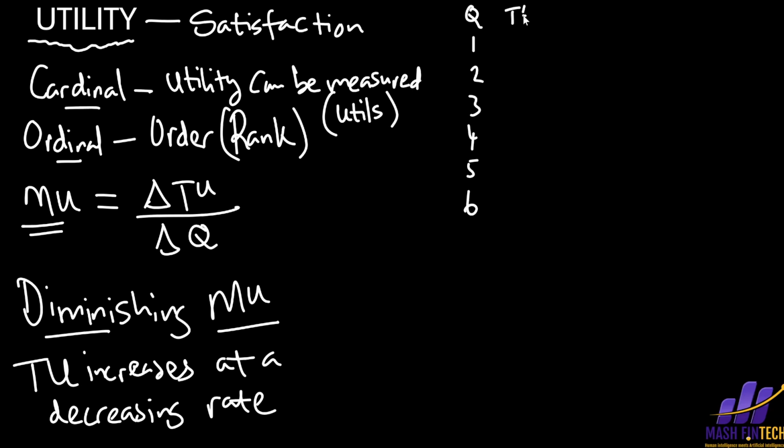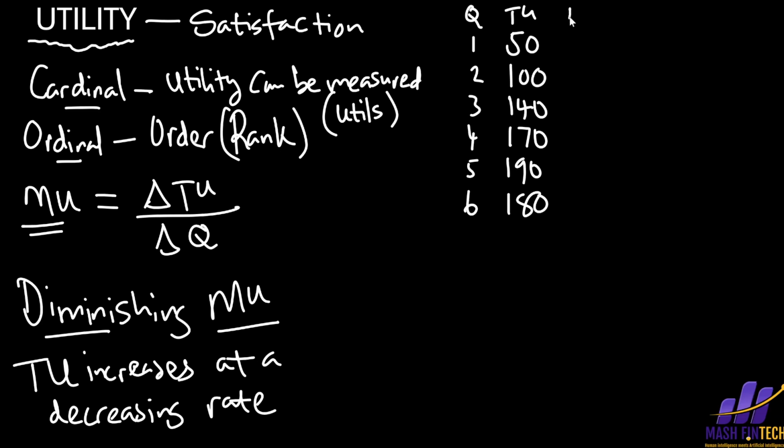When you consume the 1 bar of chocolate, if you only have 1 bar, you are going to get a satisfaction of 50. If you have 2 bars, you get 100. If you consume the 3rd bar, now you've consumed more chocolate, you're going to get a satisfaction of 140 utils. 4 bars, you're going to get a satisfaction of 170. 5 bars, you get a satisfaction of 190. And 6 bars, you get a satisfaction of 180. So you see, the total utility is going to increase, right?